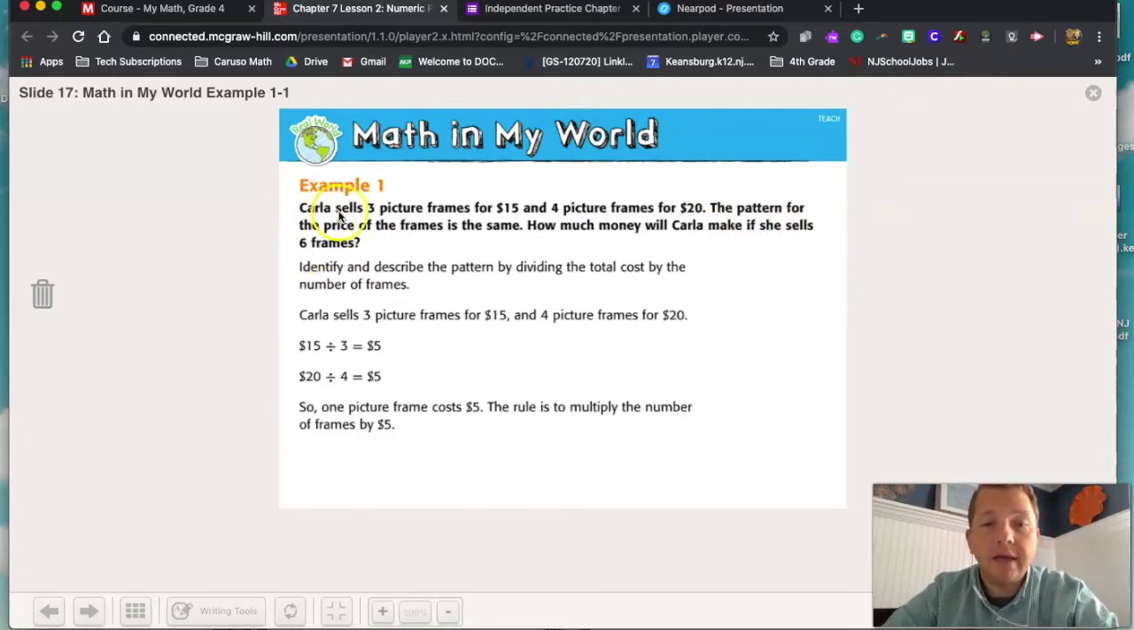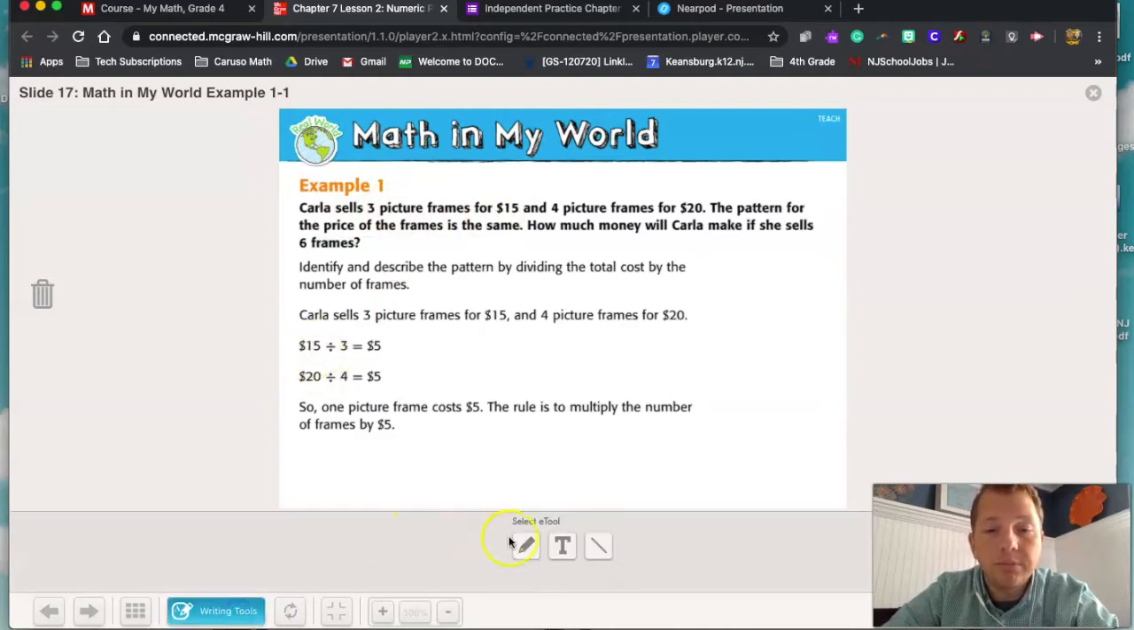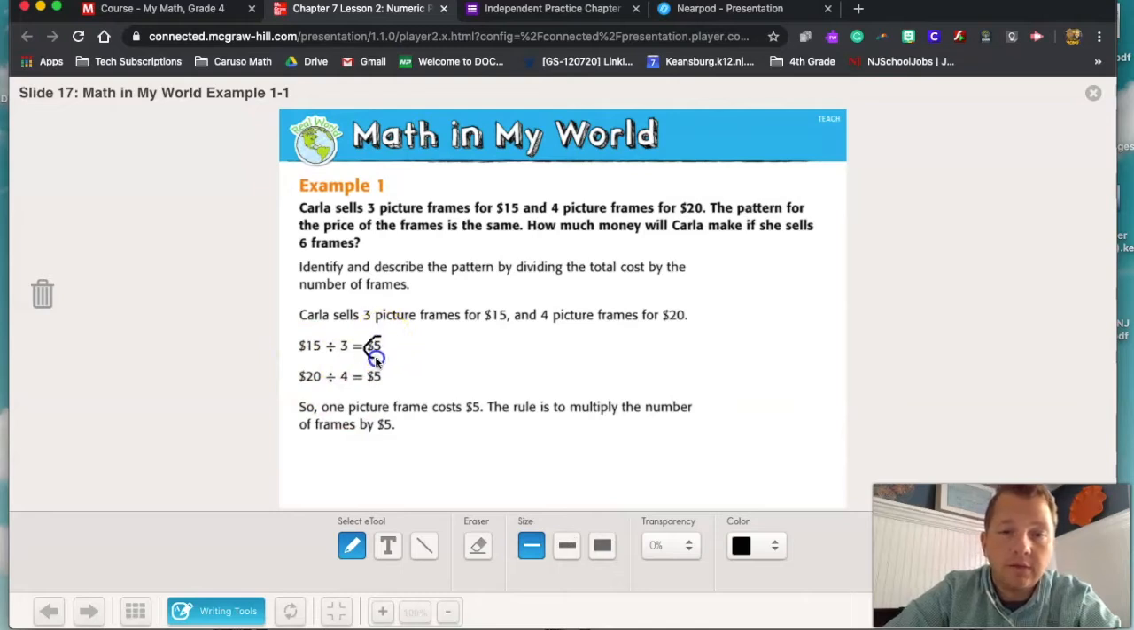Well, we know that if we have 3 frames and they're for $15, we can just do simple division here. 15 divided by 3 gives us 5. And then if we look at the next one, 4 picture frames for 20, 20 divided by 4 gives us 5. So just one picture frame costs us $5. So the rule is that we're multiplying by 5.